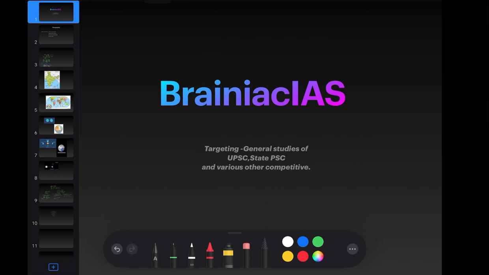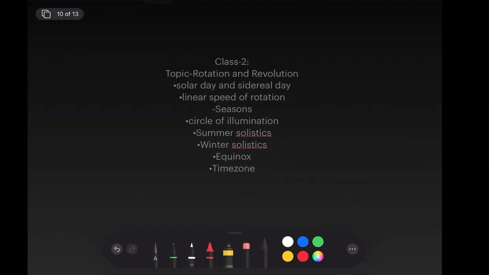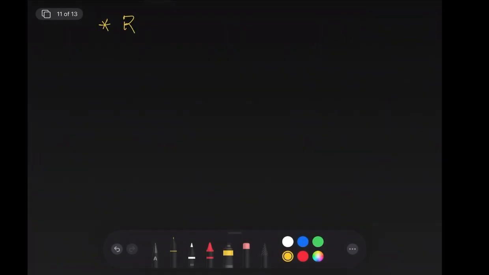As you know, we have started our geography series, completing entire geography with target of UPSC and various state PCS examinations. So this is our second class of geography. In this class, our topic is rotation and revolution of Earth, in which we cover solar day, sidereal day, linear speed of rotations. Then we will cover seasons. In these seasons, there are circle of illuminations, so summer solstice, winter solstice, equinox. Then we will cover time zones. Let's start our first topic, that is rotation and revolution.